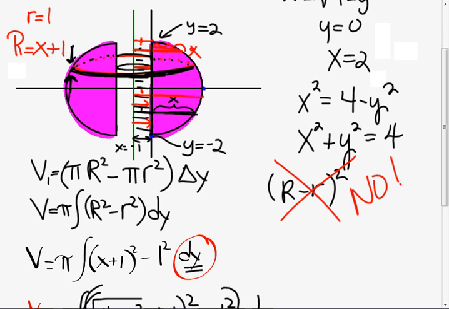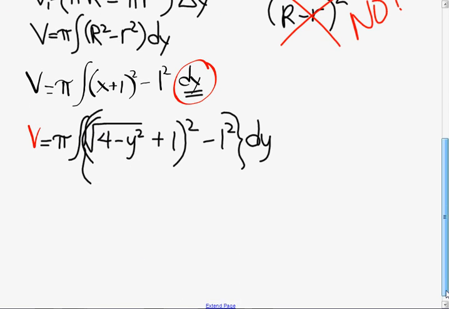Marissa, do you know how to do this? Kind of. Okay, guys, do you have it written down? And where are we integrating from? Is there an easier way?